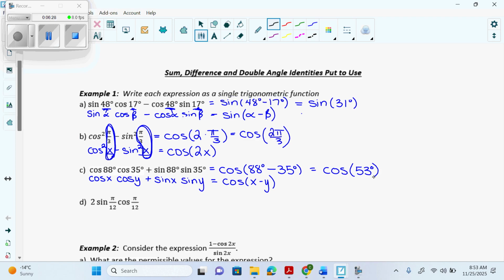Now this one, we have pi over 12, they're the same. So I could technically call them x if I want, alpha if I want, whatever I want. So I'm going to go 2 sine x cos x. What formula works with 2 sine x cos x? Sine 2x. So it's a double angle sine identity. So up here I'm going to get sine 2 times pi over 12, which equals pi over 6.